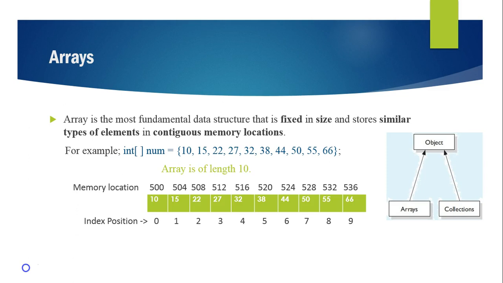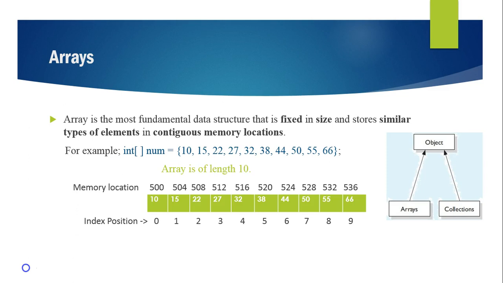Let's assume that the address where we store the first integer value is 500. Then the second int value will be stored at the memory location starting from 504, because each integer element occupies 4 bytes of memory space. Similarly, the third integer element will be stored at memory location 508 and so on.